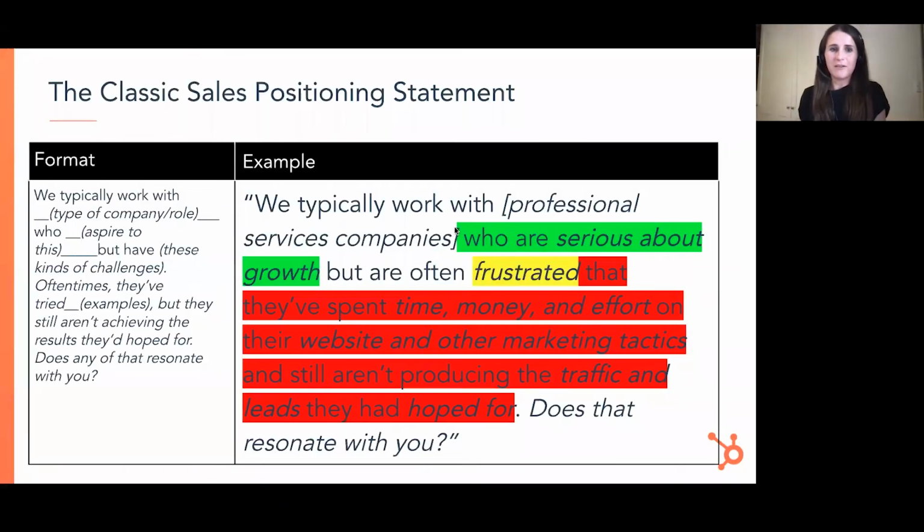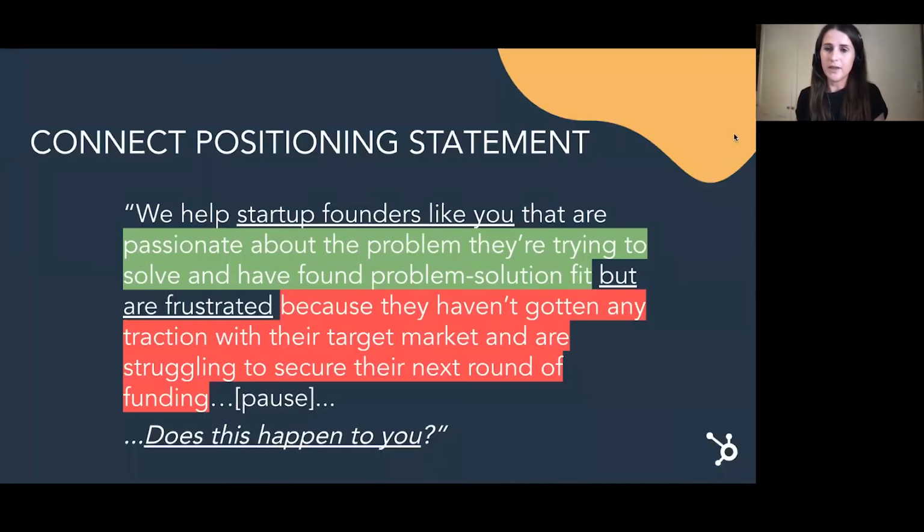So here, we'll do a couple of examples, putting those 4 tips together. So we typically work with professional services companies who are serious about growth, but are often frustrated. They spend time, money, and effort on their website and other marketing tactics and still aren't producing the traffic and leads they had hoped for. Does that resonate with you? And then here's another example.